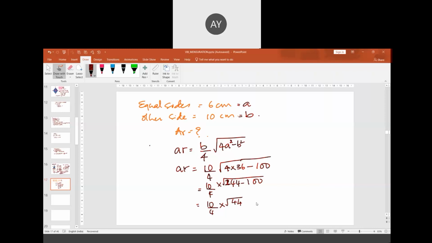How? So 10 by 4 into under root 144. It will be 10 by 4 into 12. And we can cut 12 by 4, it is 3 times, and 10 into 3 will be 30. What is 4 times of 36? 144, centimeters square. I also thought it was 244. Then you corrected it. It is 144 minus 100, which is 44.